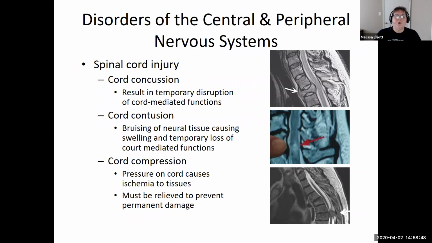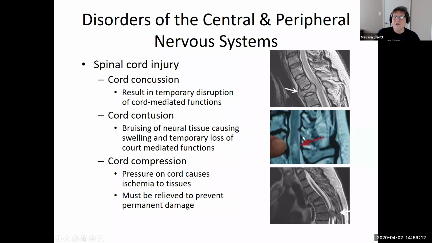When we talk about a cord contusion, this is a temporary disruption in the function of the cord. You have a small maybe bulge here in the disc that's going to push on that cord, and you're going to have some disruption in the movement of messages up and down the spinal cord.